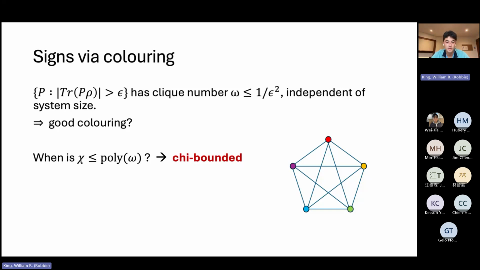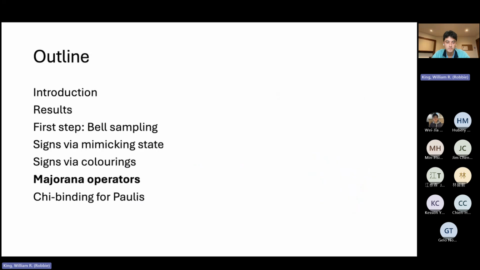And it turns out that is not true in general. You can have graphs which are counterexamples to this. But in graph theory, they studied this question, and they came up with this notion of chi-bounded, which is a set of graphs where it is true that a small clique number guarantees a good coloring. So this is not true for all graphs, but this is what chi-bounded refers to.